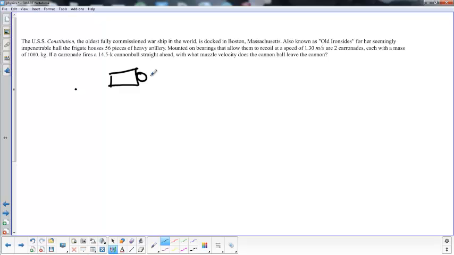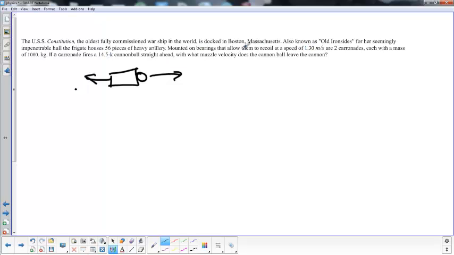After the explosion, the cannonball goes that way, and the carronade, the cannon, goes backwards. This is our recoil. This is why whenever you shoot a gun, it pops back at you. The bullet goes one way, and because of the conservation of momentum, the gun has to go the other way. So there's a little bit of math involved here, but it really shouldn't be that terrible.